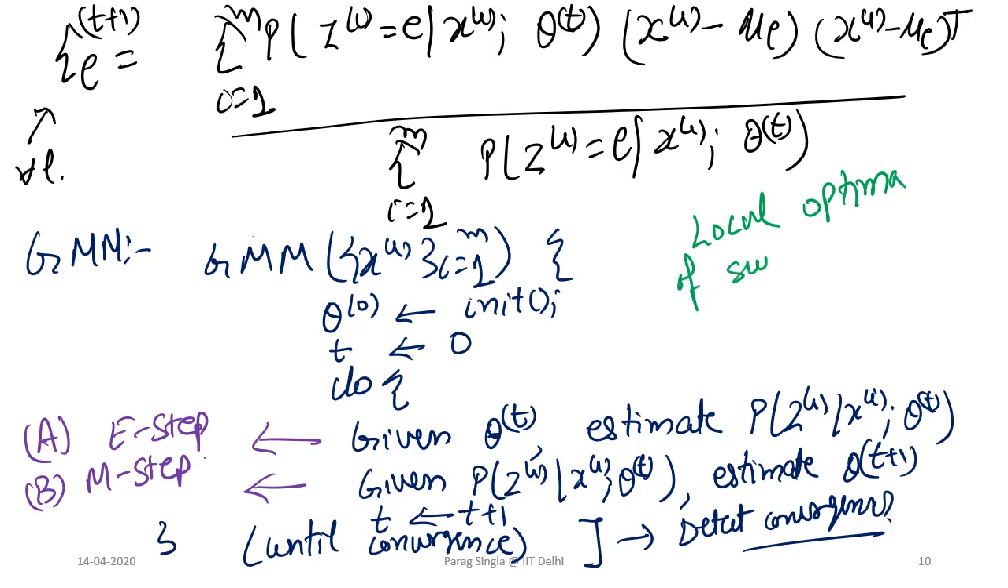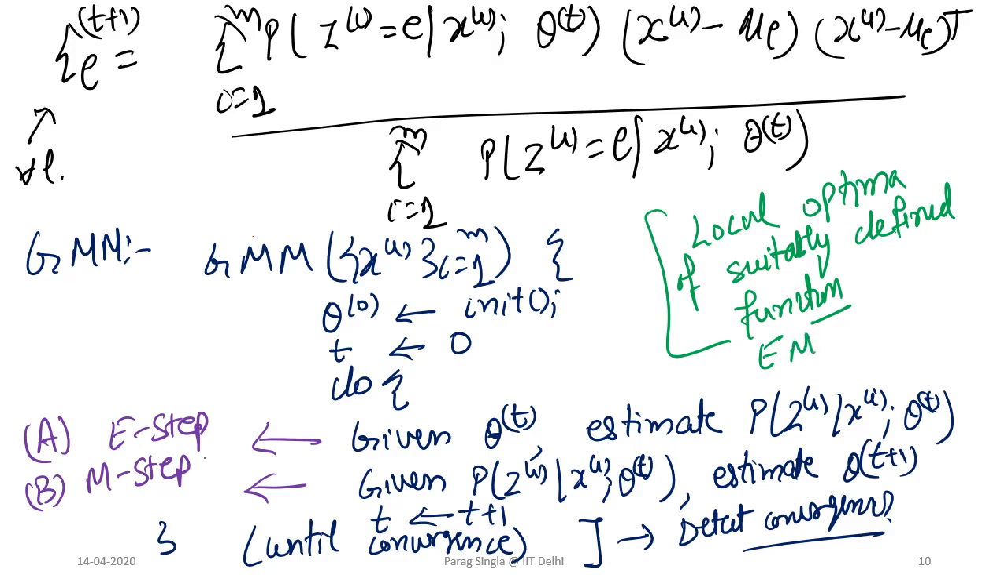of a suitably defined function. So this entire E and M step process converges to the local optimum of a quantity which will be expressed in terms of likelihood, and this will lead us to the EM, or expectation maximization algorithm, which will generalize this GMM idea to a broad class of problems, and we will study that in the next class. Thanks.